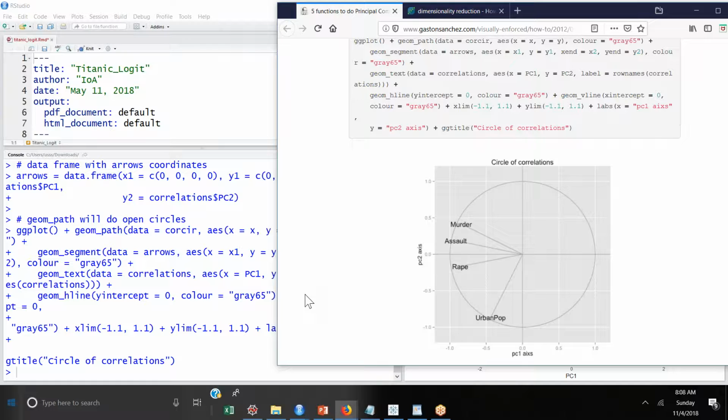Right. So, if it had come in the upper right, I would have said it is negatively correlated, which means if the urban population increases, assault, murder and rape should decrease, which is not the case in this data.